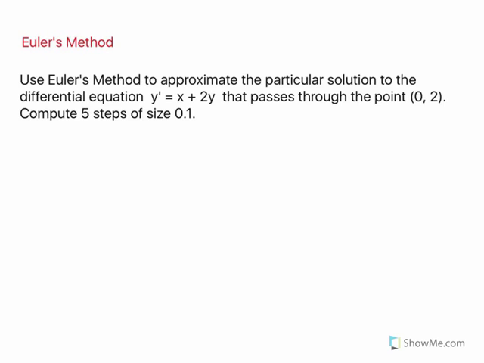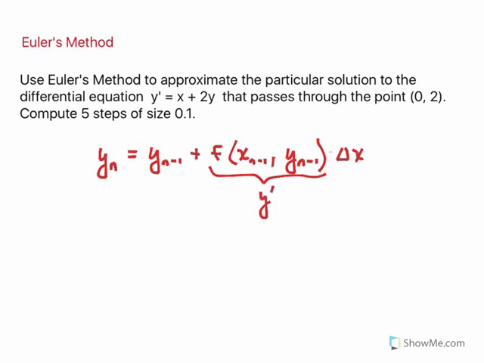This is a great example of a differential equation that we cannot solve by hand, which is really what makes Euler's method very, very useful in solving a problem such as this. Hopefully you remember the formula for Euler's method. It states that a y sub n value is going to be equal to the previous y value that we denote as y sub n minus 1, plus f of x sub n minus 1 comma y sub n minus 1, which you will remember is our differential equation, times our delta x value.